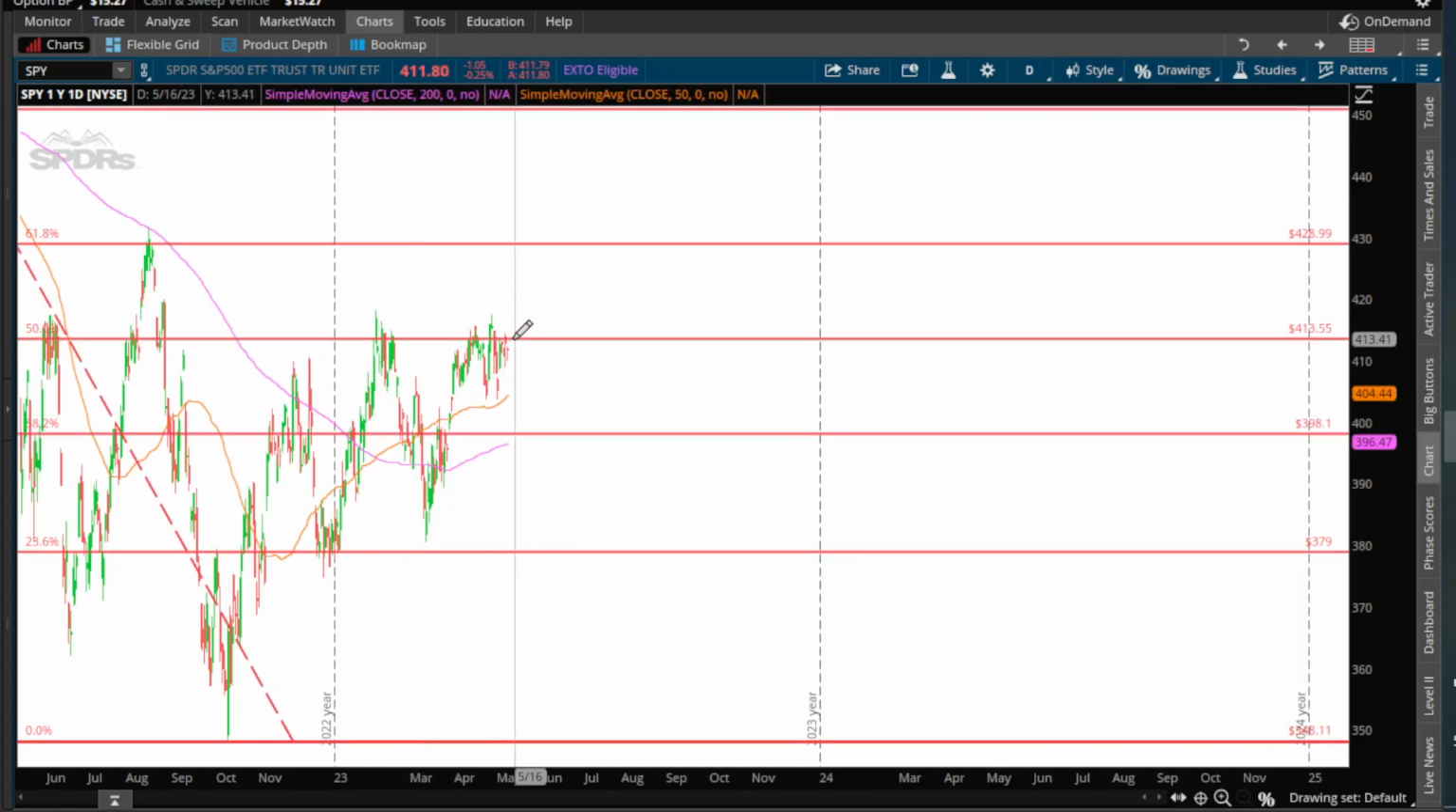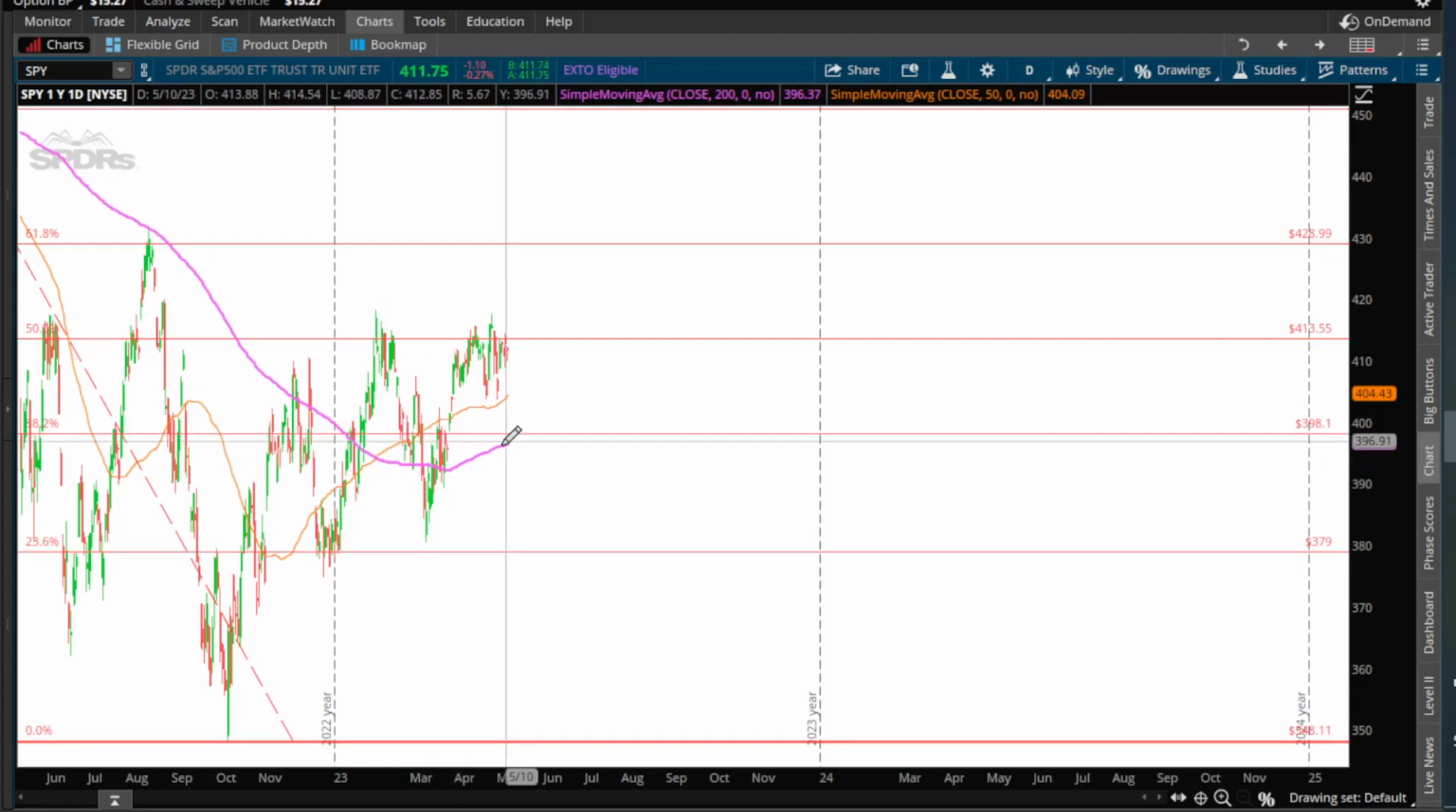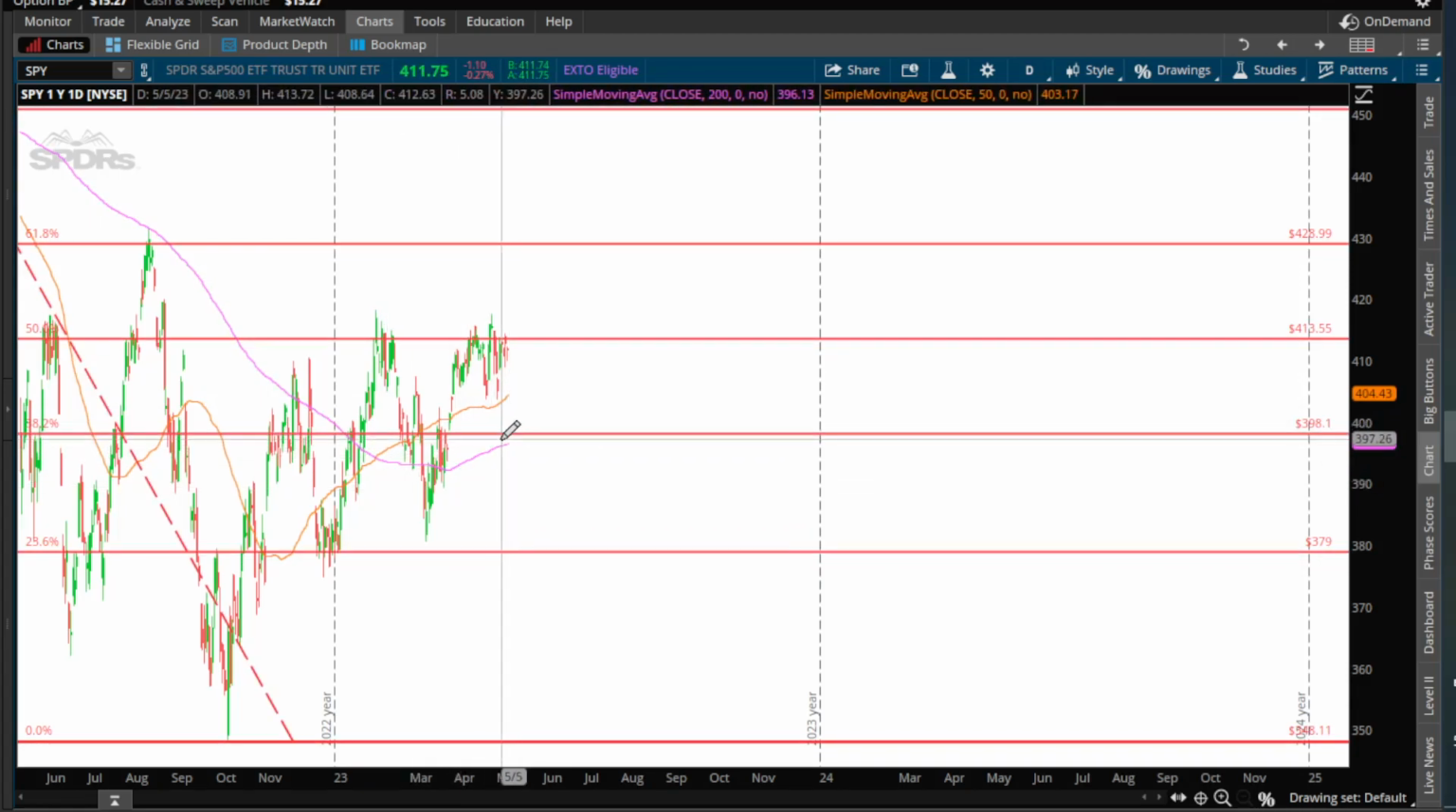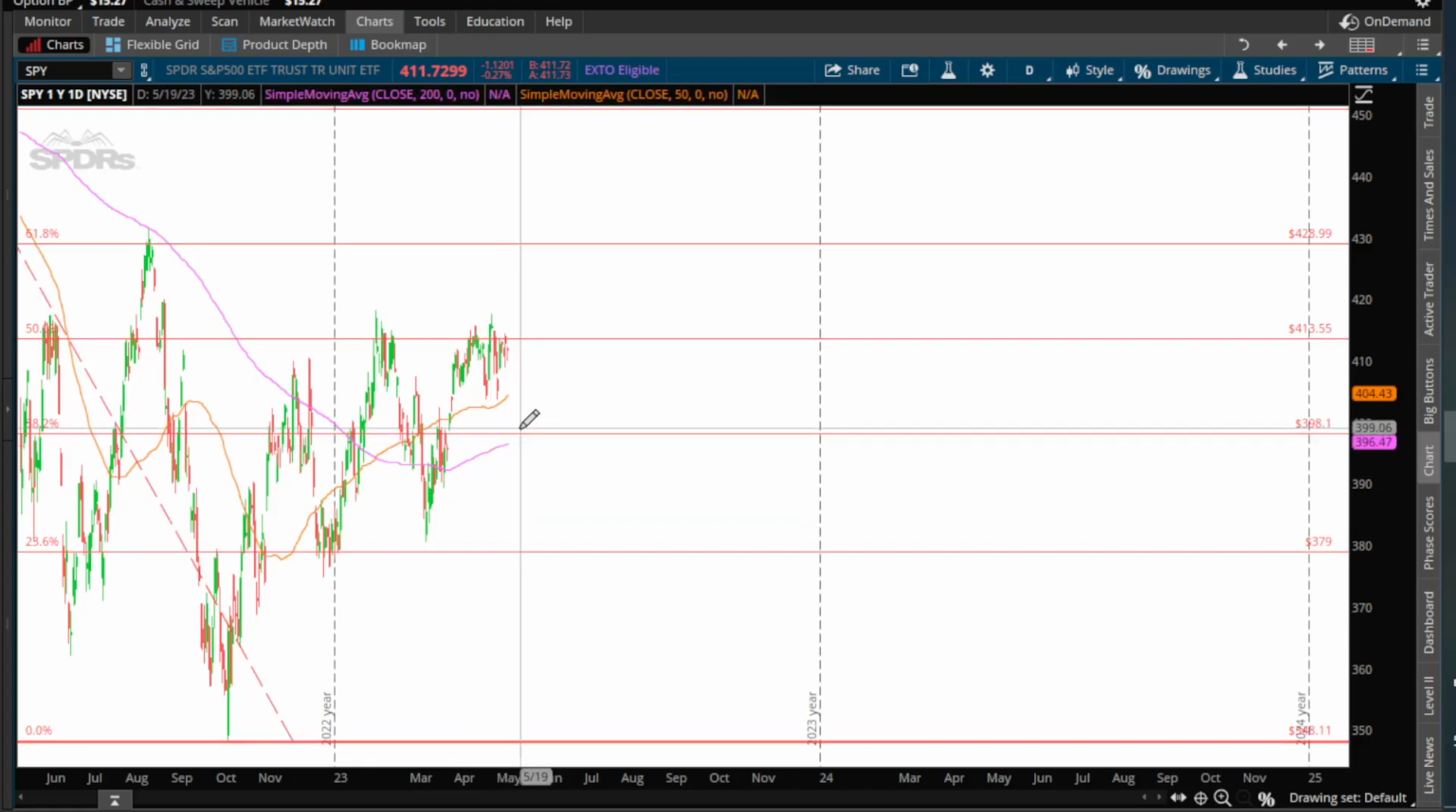I mean, if we keep rejecting off this fib level, well, what I think is going to happen is that we're just going to go straight down to this fib level, which happens to line up with that 200-day moving average. So you can see that it's pretty interesting how these things work out.